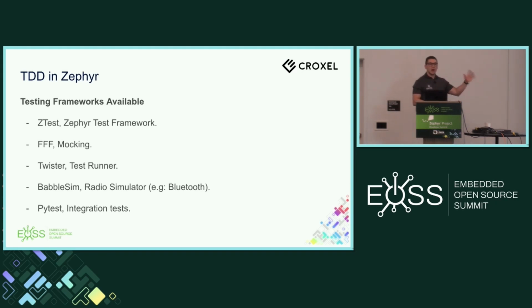FFF is used for mocking. You can use that for mocking. Twister as the test runner, among other things. You also have a radio simulator, for instance, for Bluetooth, which is BabelSim. And now you have PyTest, which, among other things, you can use for integration tests on top of Twister.